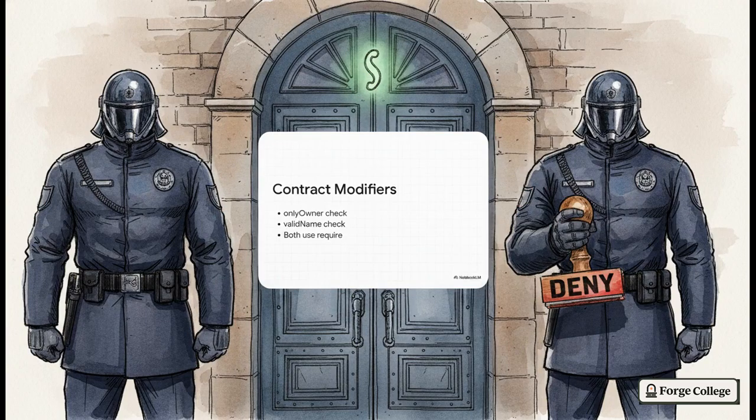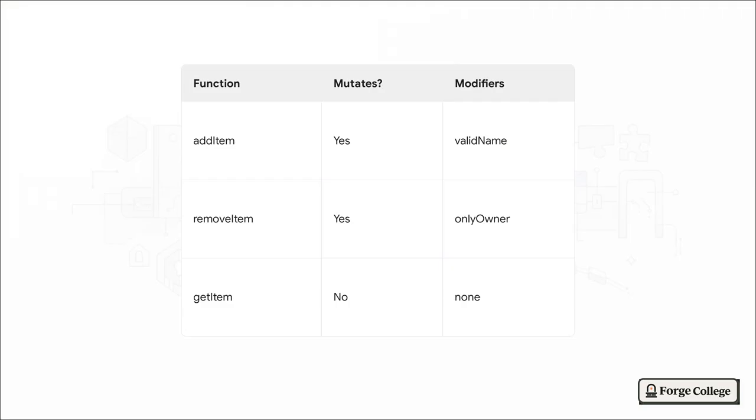Here we define onlyOwner to check msg.sender and validName to check the string length. Both of these modifiers use the require statement to fail fast and revert the transaction if the rules are broken. But you know what the real magic trick is here? It's that little underscore and semicolon at the end of a modifier. Underscore semicolon. That symbol simply tells the contract, hey, if the checks pass, go ahead and execute the actual function body now.